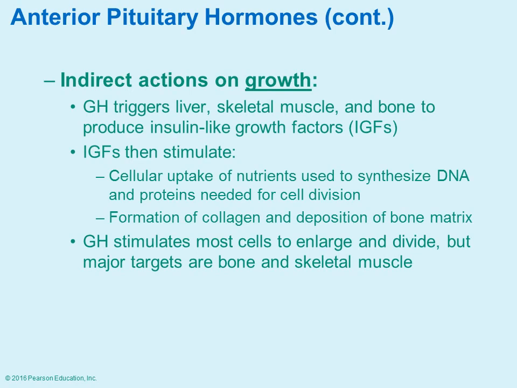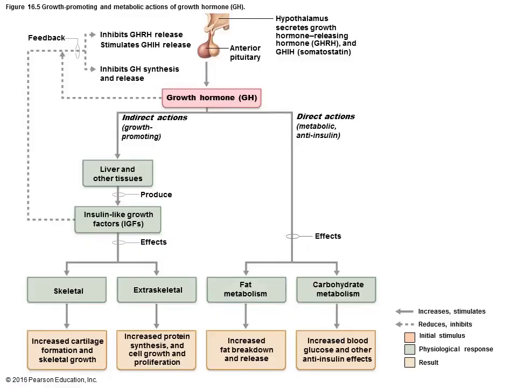It is going to have effects on growth, so it essentially is going to stimulate most cells to enlarge and go through mitosis. Although it can have an effect on all cells, its main targets are going to be the bone and skeletal muscles. So this chart shows how you have the production of the growth hormone, and how you're going to have both direct and indirect effects. But the end result is that you're going to have increased growth.